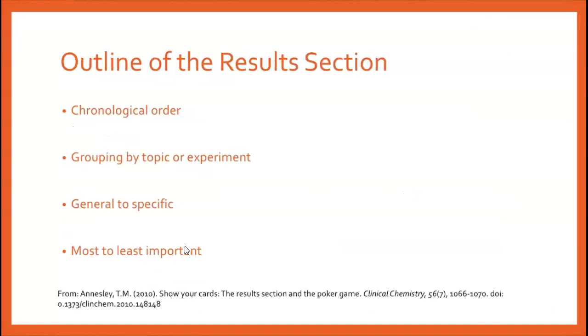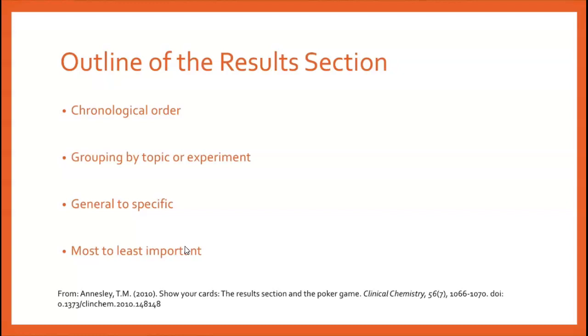So let's continue. To outline the results section, there are a couple of different ways to do that, and I'm borrowing here from Ainsley's, hoping I'm pronouncing his name right, text. One is in chronological order. Another one is to group your results by topic or experiment. You can start with general to specific, or most to least important, or a combination of these, right? I mean, that's what some authors do as well. But those are some basic guidelines.